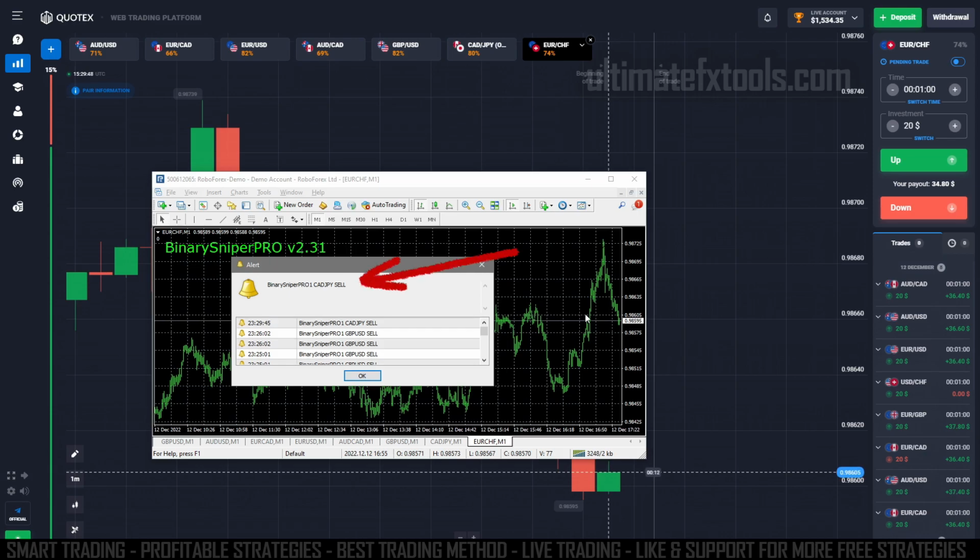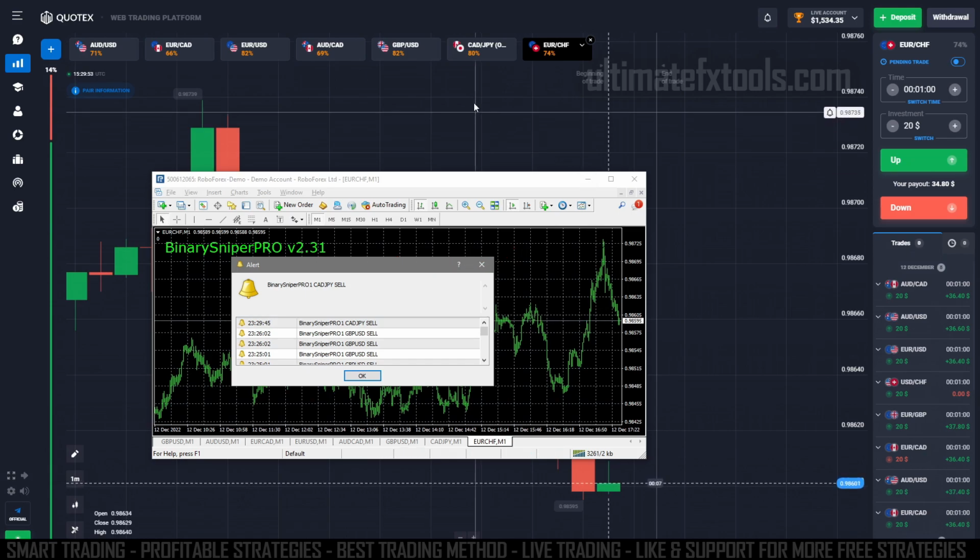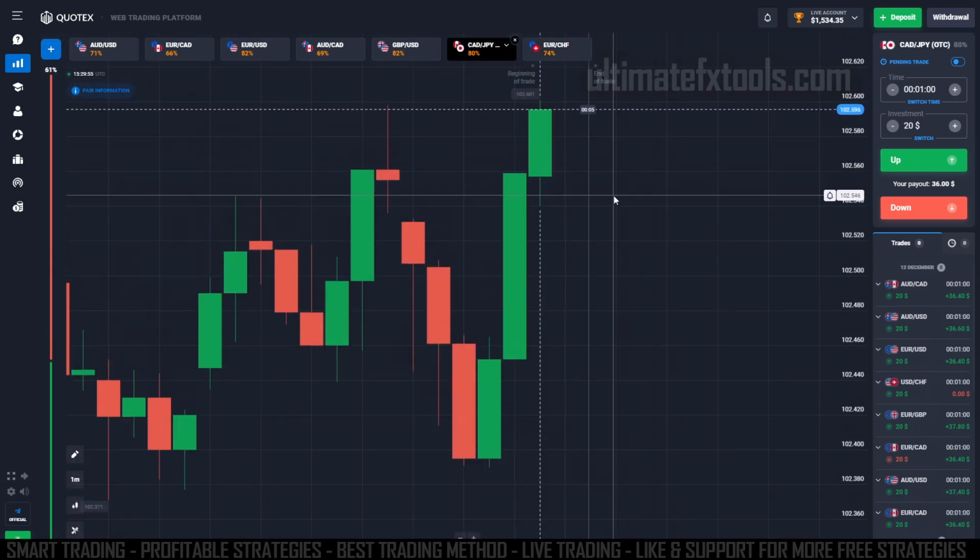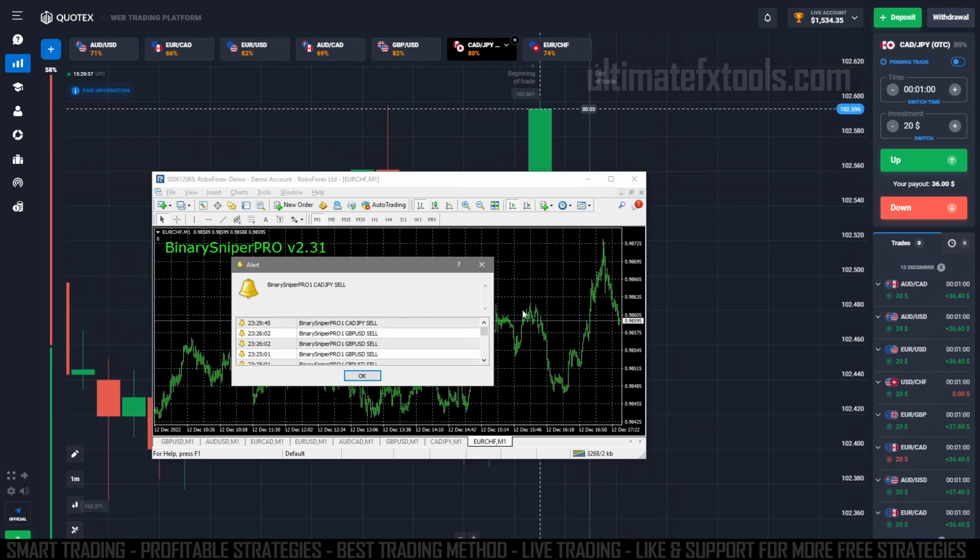Okay, CAD JPY has a sell signal. Let's go trade and go for a down. I am trading for $20 for 1 minute.